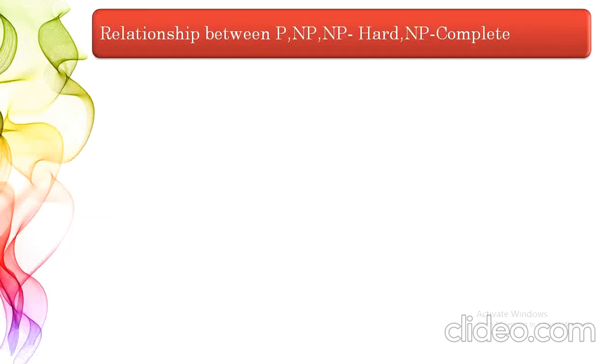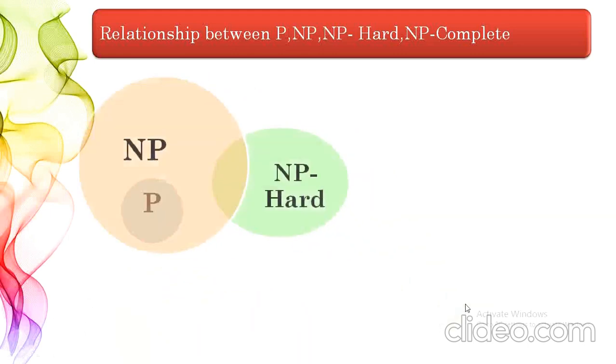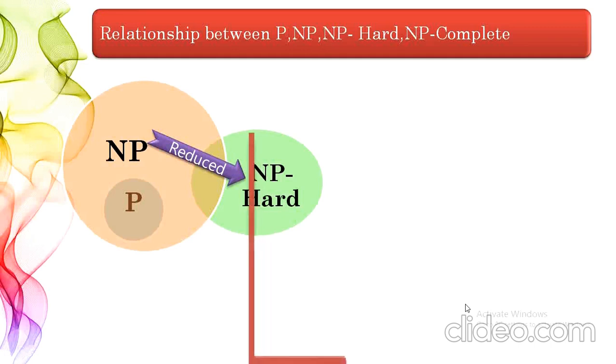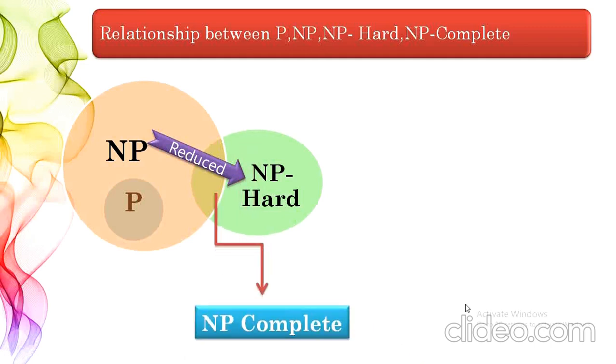This is the relationship between P, NP hard and NP complete. P is the subset of NP problems and NP is the superset of P problems. Some of the NP problems can be reducible. That is, after applying the reduction algorithm, it will form some group of problems. These problems can be executed in polynomial time. So this is called as NP hard problem. The intersection part is denoted as NP complete problem. Those problems which belong to both category NP as well as NP hard category are called as NP complete.